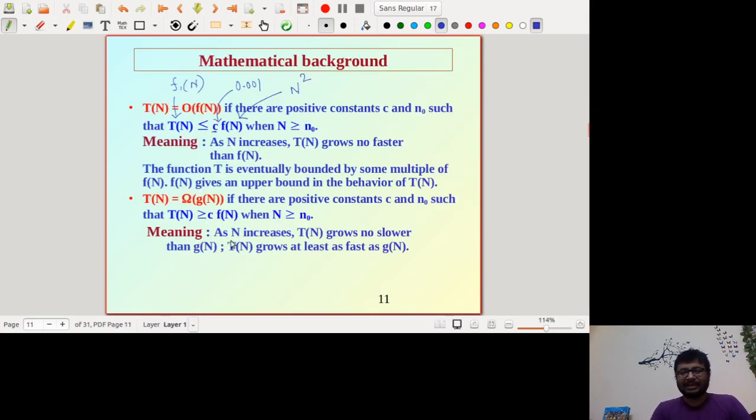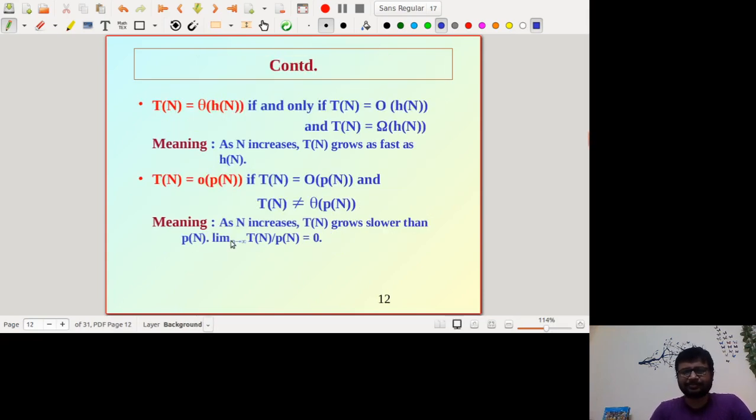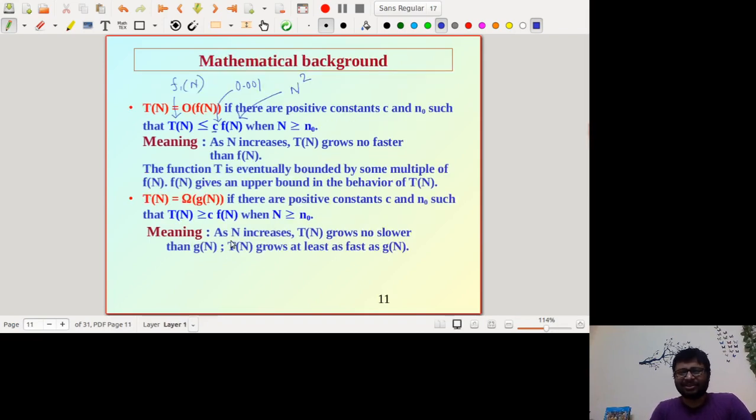So as n increases, Tn grows no slower than Gn. Tn grows at least as fast as Gn. Okay. Let's proceed. One more notation. All these notations are of the same spirit. Once you understand one, the other definitions shouldn't take you too long.